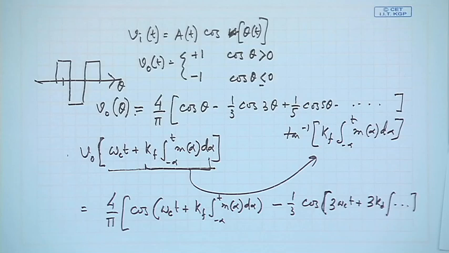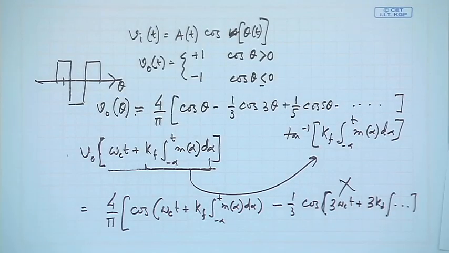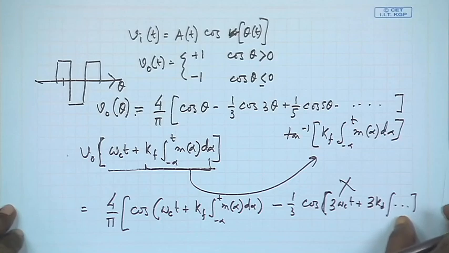Now, I have told that this is the hard limiter output. I have to pass it through a band pass filter which matches the FM frequency, and the center frequency is omega c. Then what will happen? All these terms will be neglected.